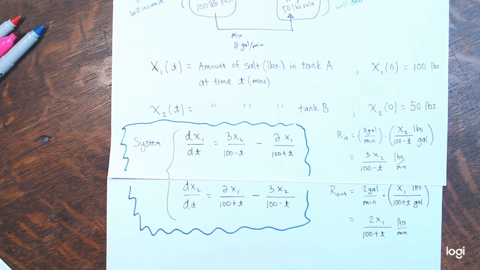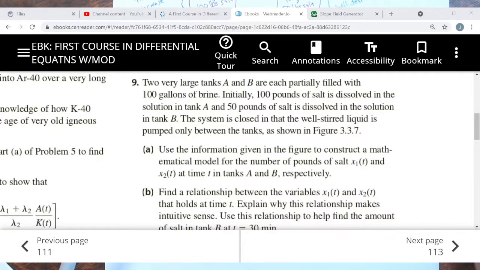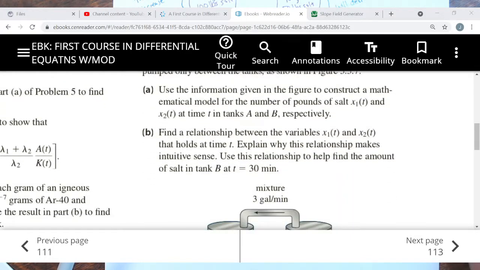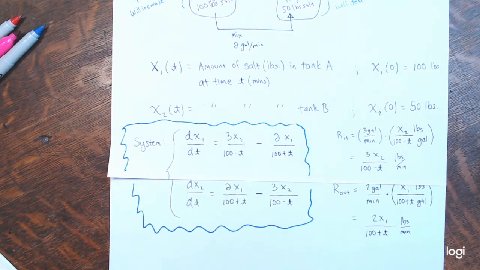All right, so let's look at the second part of this question. They're saying here, find a relationship between variables x1(t) and x2(t) that holds, that is always true at any time t. And then use this relationship to help find the amount of salt in tank B at 30 minutes. So they're asking, is there some sort of relationship that holds all the time?